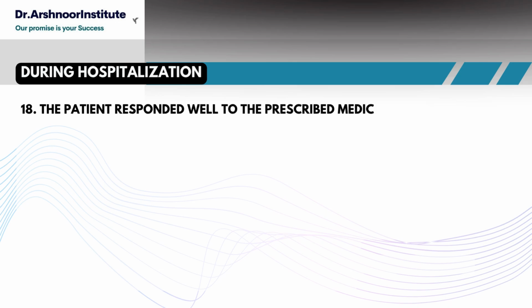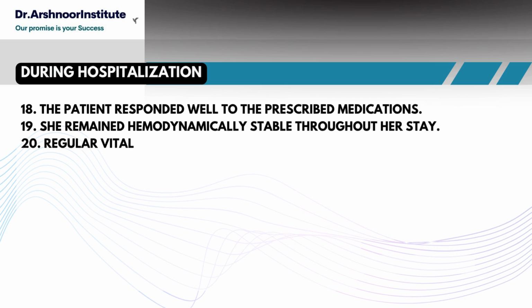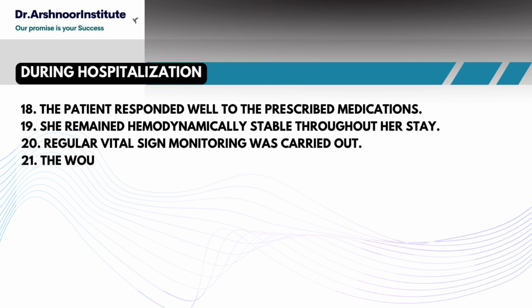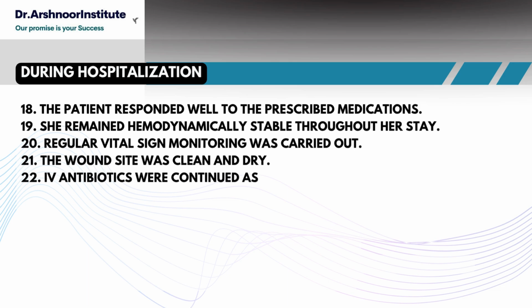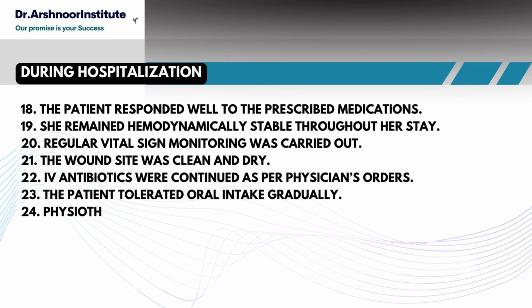Let's move to the body paragraph, how to describe the hospital course clearly and logically. 18, the patient responded well to the prescribed medicines. 19, she remained hemodynamically stable throughout her stay. Regular vital signs monitoring was carried out. The wound site was clean and dry. IV antibiotics were continued as per her physician's order.